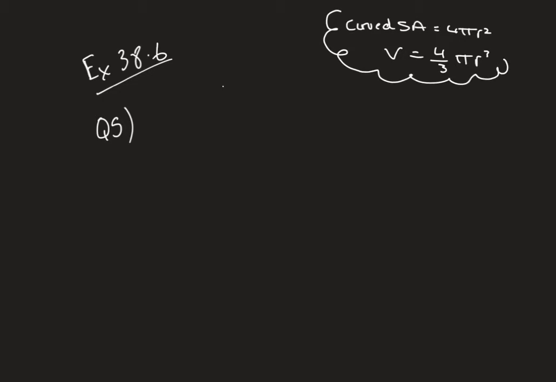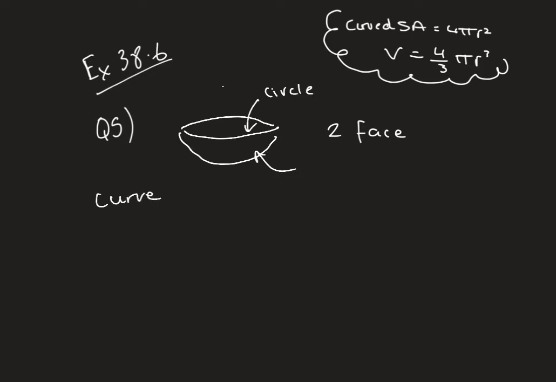So a hemisphere, let me attempt to draw a sketch of that. Sort of half a sphere, but there's two faces. There is the curved surface area, and then there's also the top face, which is just a circle. Okay, so find the curved surface area for the full sphere.